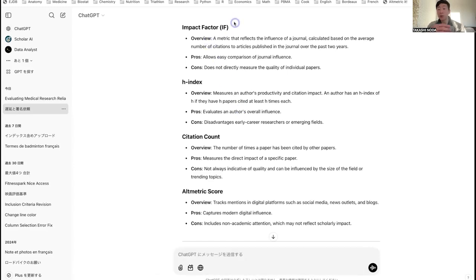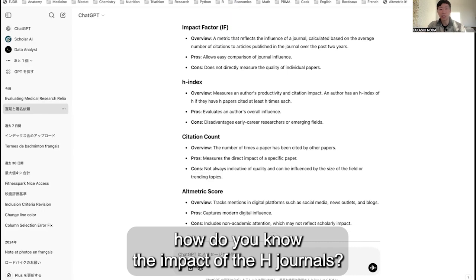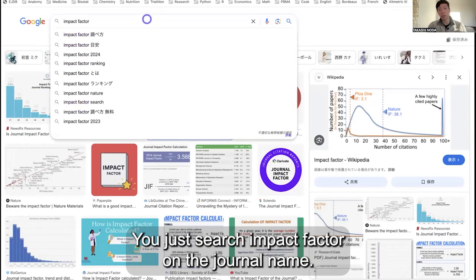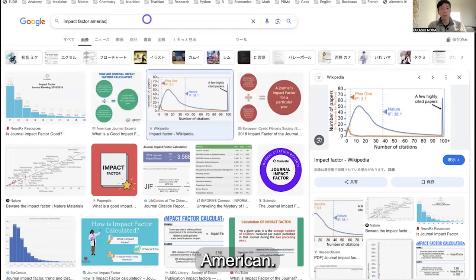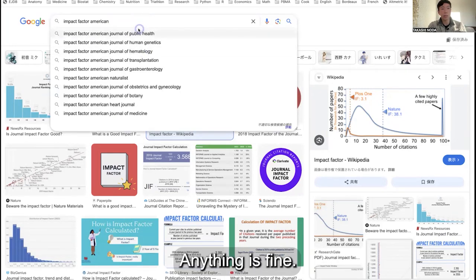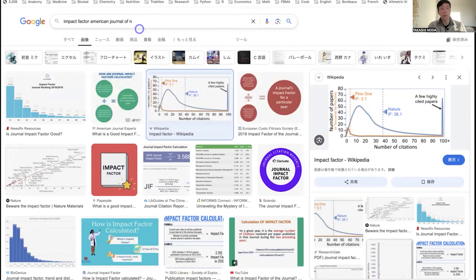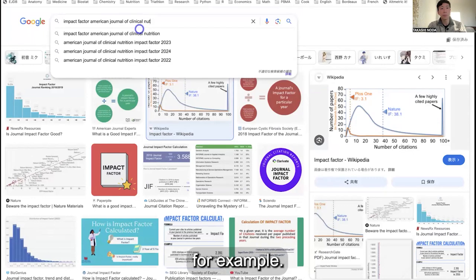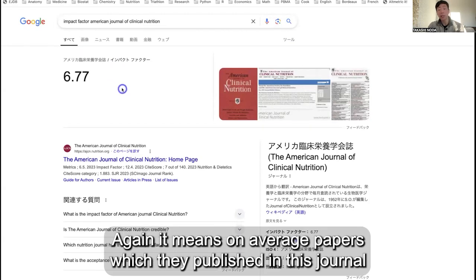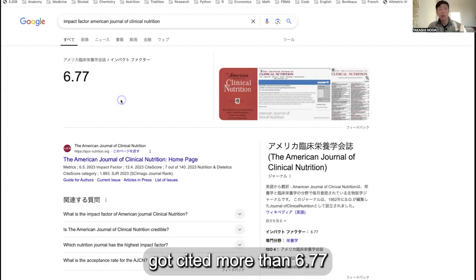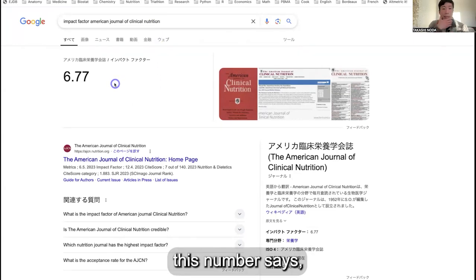I have to show how you know the impact factor of each journal. It's very easy. You just search impact factor and the journal name. For example, American Journal of Clinical Nutrition. It shows an impact factor of 6.77. Again, it means on average, papers published in this journal got cited 6.77 times by other papers.